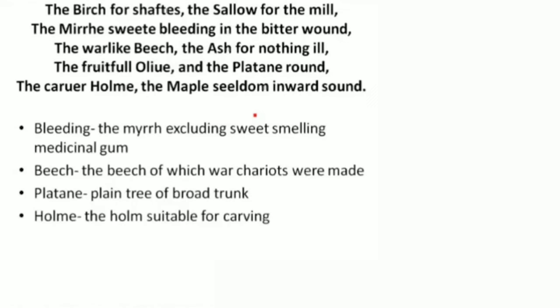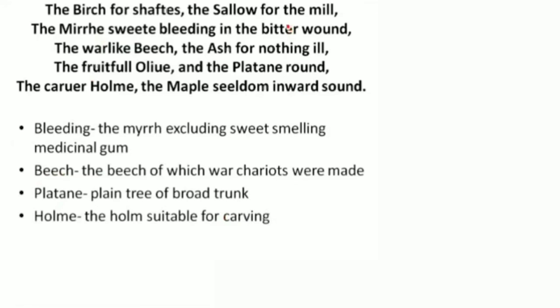The birch for shafts, the sallow for the mill, the myrrh sweet bleeding in the bitter wound, the warlike beech, the ash for nothing ill, the fruitful olive, and the platane round, the carver holm, and the maple seldom inward sound. Now again, it continues with that description. So in a number of stanzas, in a number of lines, the poet continues with the description of those trees. So this is a digression.